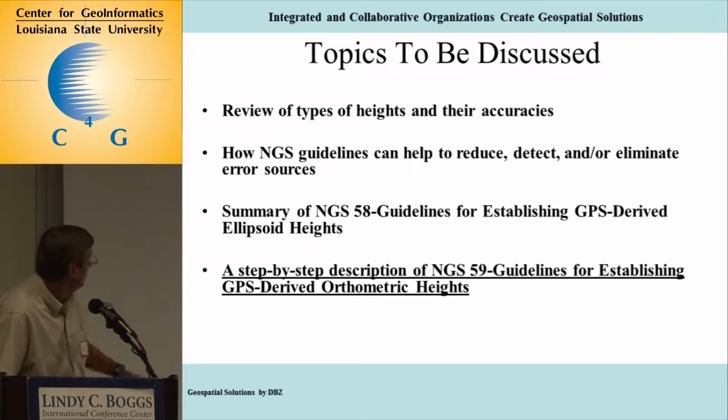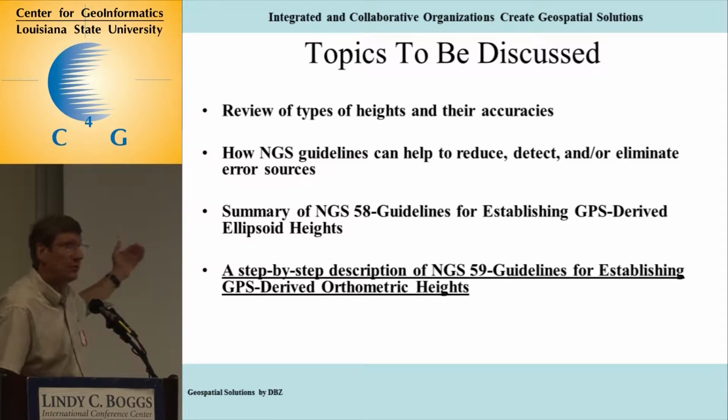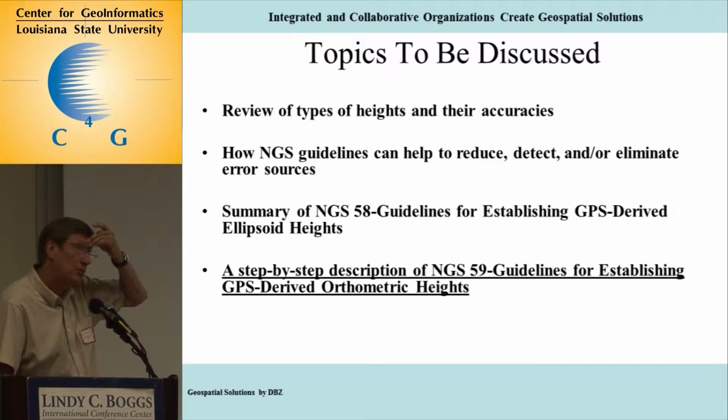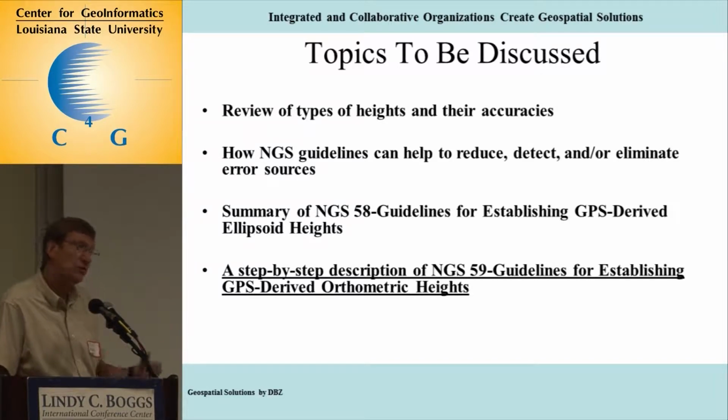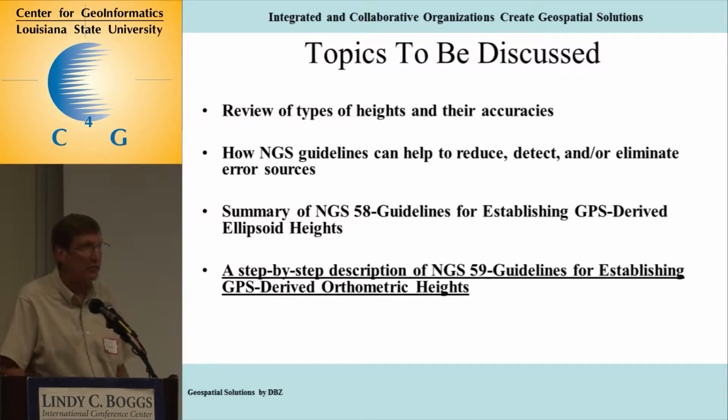And so we basically talked about the three types of heights and why guidelines are important, what they detect. And then we got into the ellipsoid height guidelines very briefly. And I know this is going by fairly quickly, but if you take these guidelines, now that you've got some background, you ought to be able to read them and maybe better understand why we're asking people to do certain things. And then NGS 59, once again, it's a document that's published.